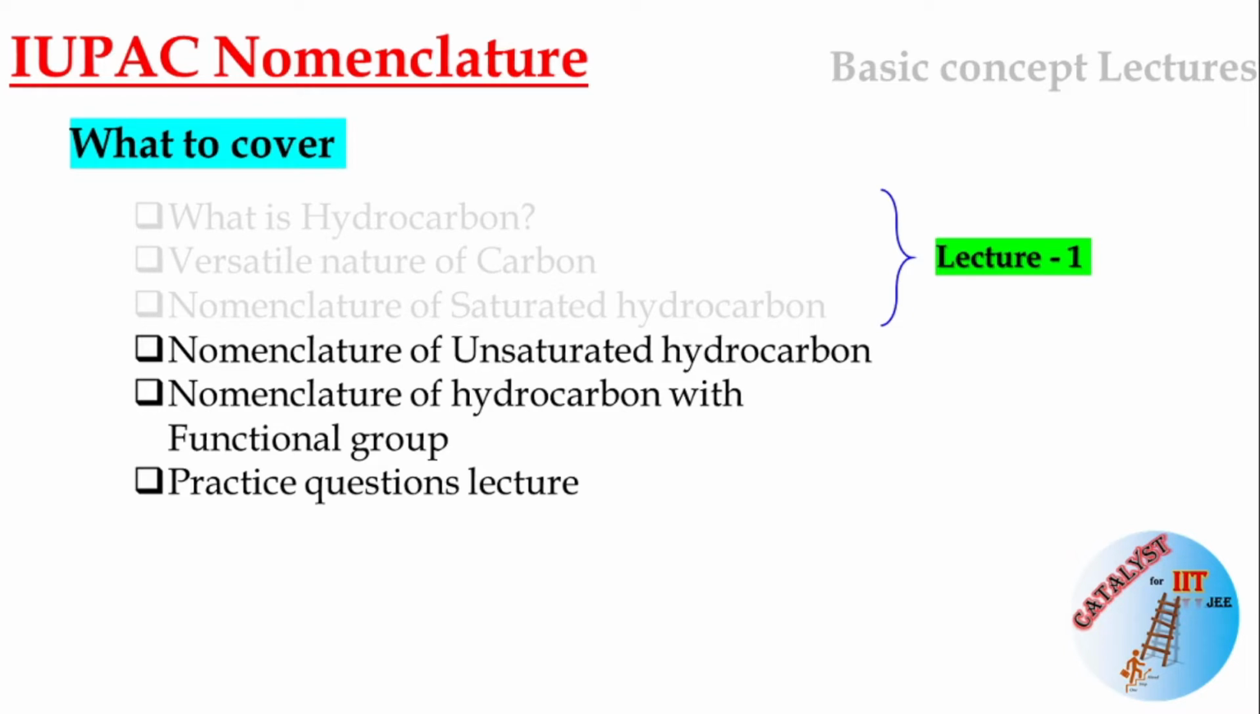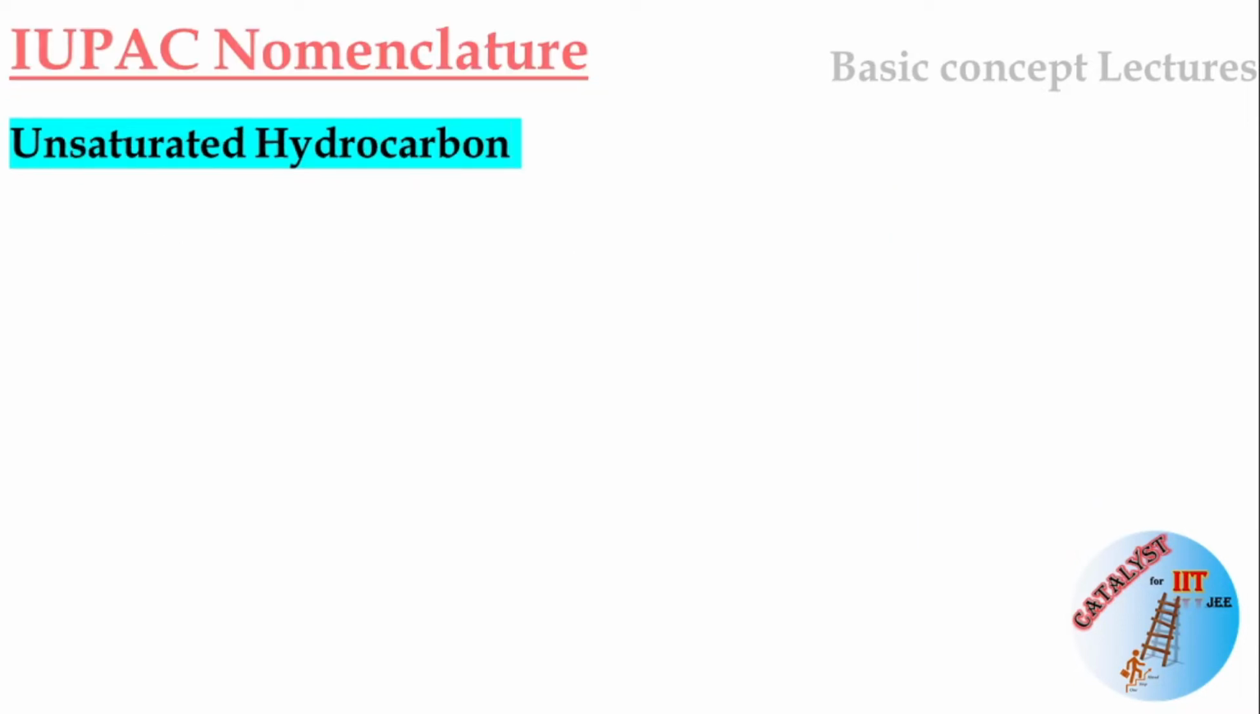In my previous lecture, I taught you the basics: what is a hydrocarbon, the versatile nature of carbon, and all the rules for the nomenclature of saturated hydrocarbons. In this lecture, I will teach you all the rules for the nomenclature of unsaturated hydrocarbons and rules for the nomenclature of hydrocarbons with a functional group in them. In my third lecture, I will solve some previous year questions.